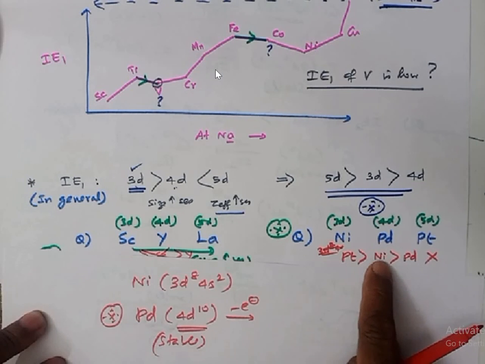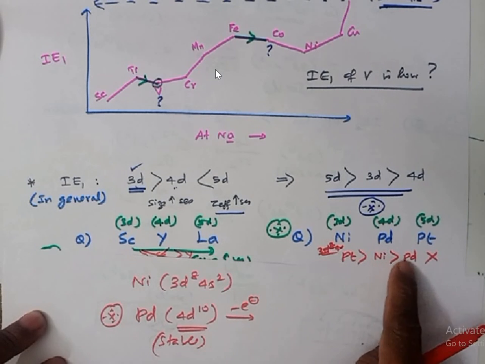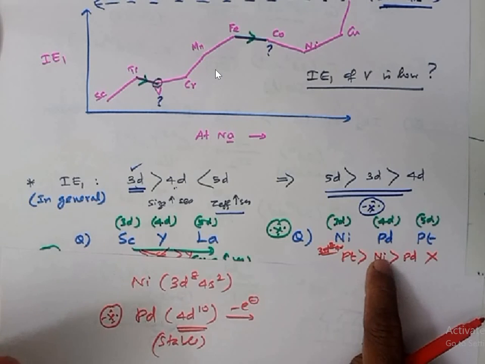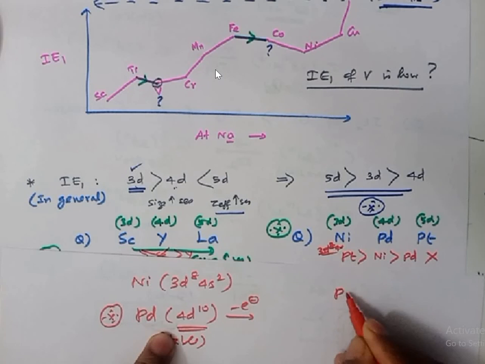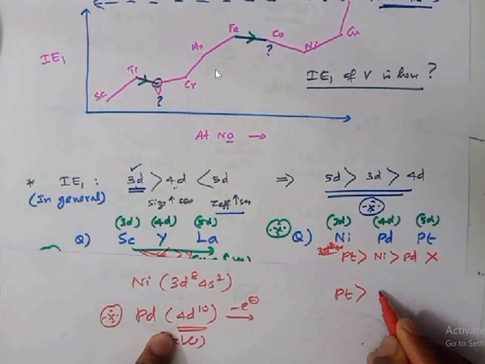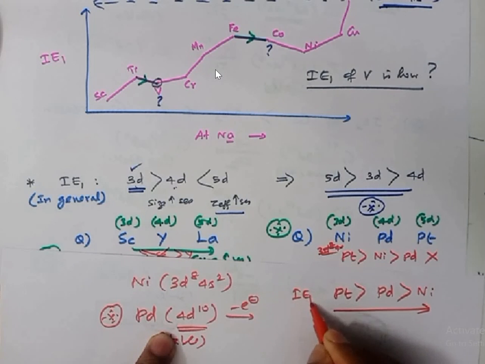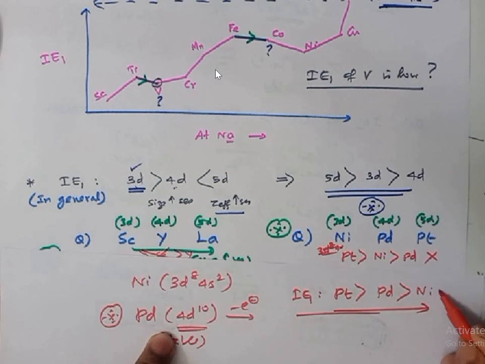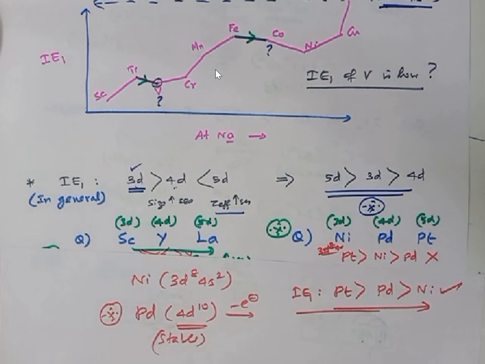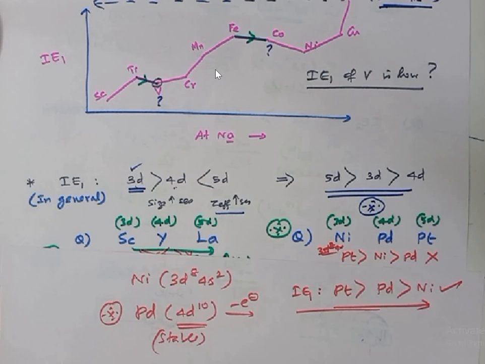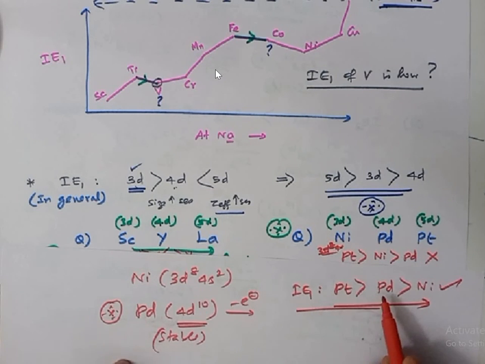So if you compare nickel and palladium, normally the expected order is that nickel has high ionization energy, but it is wrong. Why? Palladium has a stable configuration, so removal of an electron from palladium is difficult. Therefore the correct order is platinum, then palladium, then nickel. Nickel has the lowest ionization energy. This is the correct order. Is this point clear, student? Yes, sir.